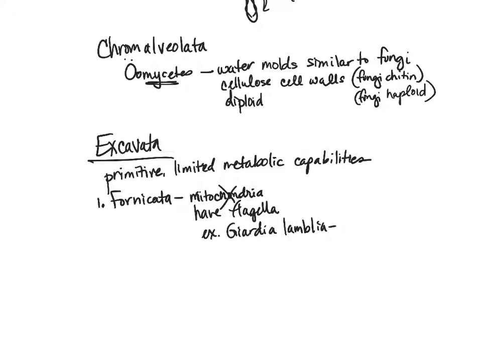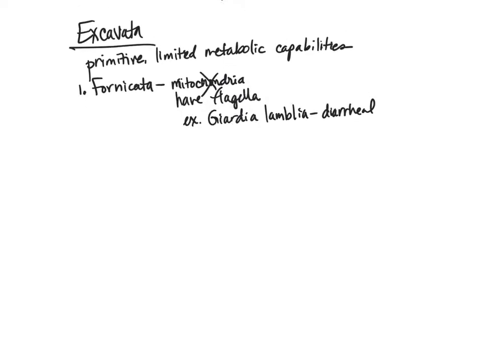And you should be familiar with Giardia lamblia. That's one of the organisms that cause disease that is important that we will talk about and go through in our eukaryotic organisms activity. So I wanted to mention that. And this is a diarrheal disease. So in excavata, we have fornicata.